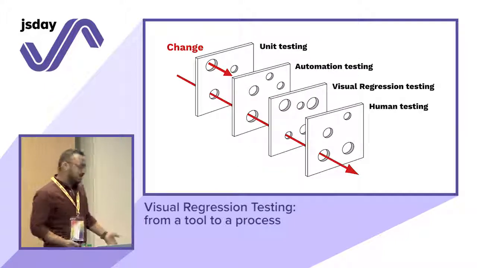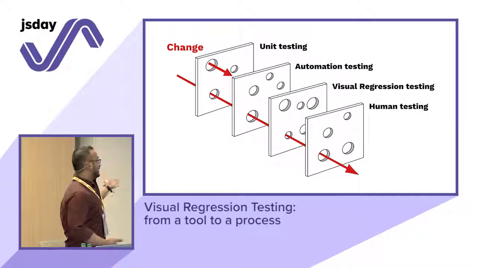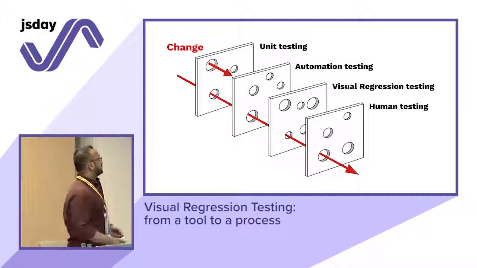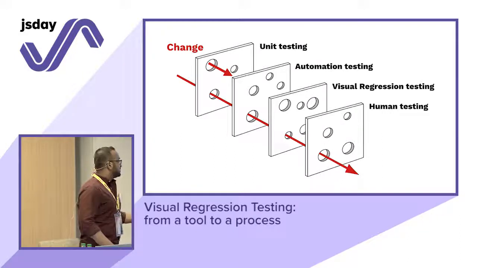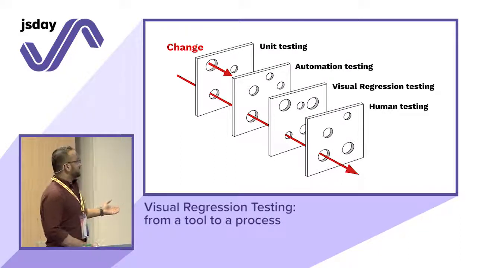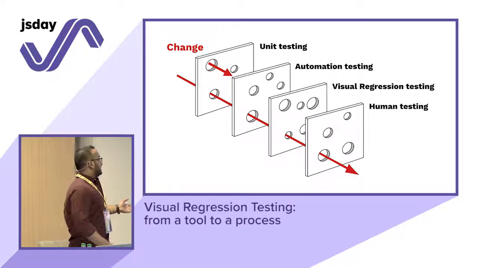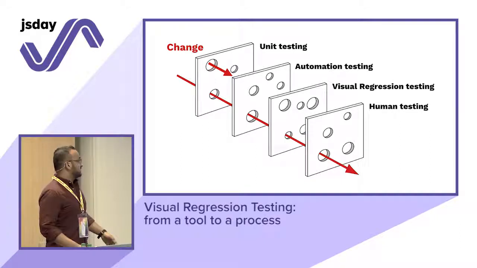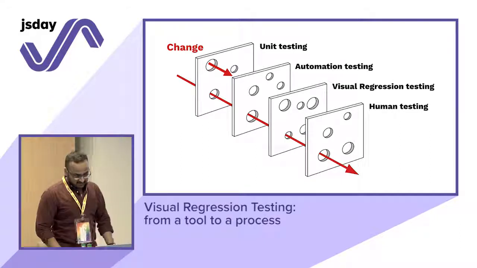So to explain it in an easier way, here is an image. So you have different slices of cheese. Each cheese has its weakness, has its own holes. But what you can do is if you layer enough of them, you can prevent undetected change from going through. So we have unit testing, we have automation, we have visual regression testing, and we have human testing. In this case, for example, you can see that one change made it through. So in this case, if it was a bug, it's a feature now because it's on production.